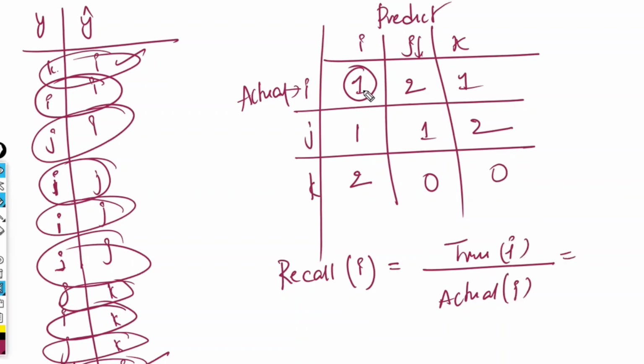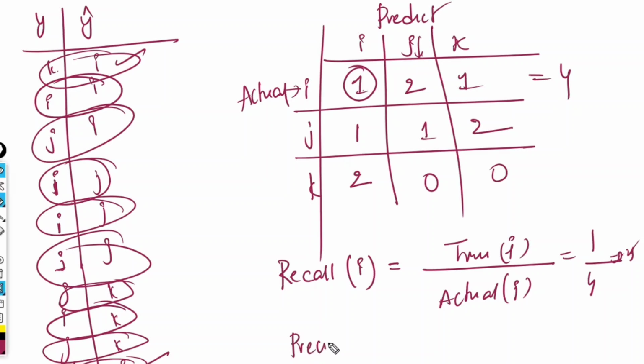How many records are there? One record, and actual I's are this one, that is 4, which is 1 by 4. 0.25 is the recall of I. Here there is no word of true positive, true negative. So you should not remember the formulas as TP divided by TP like that. Correctly predicted divided by actual values. Correctly predicted by actual is called recall.